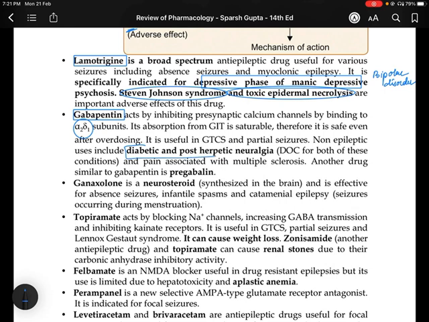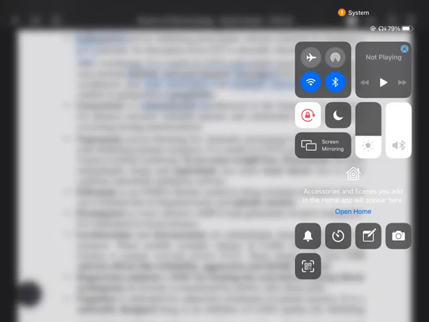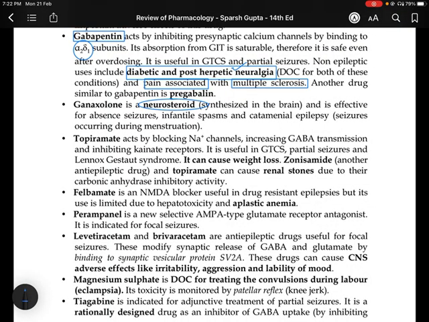So it's given in diabetic and post-herpetic neuralgia obviously. And it's used for both of these conditions, and for the pain associated with multiple sclerosis also. It's okay. Gabapentin is a good drug. Similar to gabapentin is pregabalin also. Now, ganaxolone is a neurosteroid. It is synthesized in the brain.